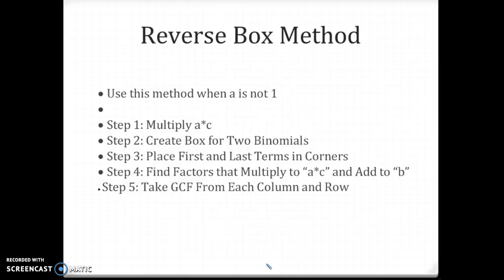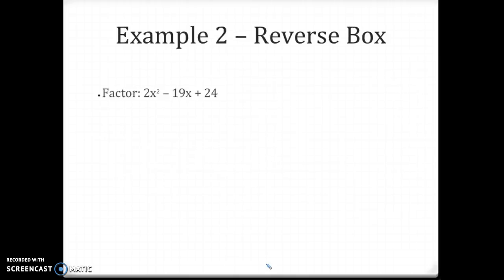Then we have to find the other 2 boxes by finding factors that multiply to whatever a times c was and add to the same b. Then you take the GCF from each column and each row. So again, it'll make more sense when we do it. So for this example, 2x squared minus 19x plus 24.